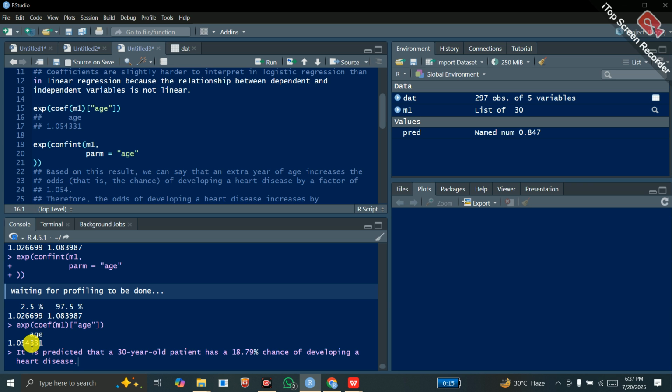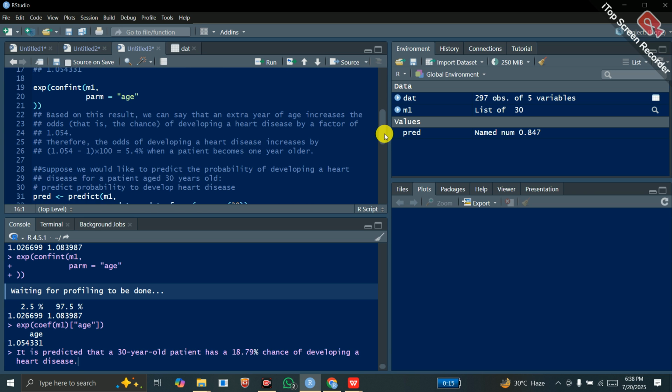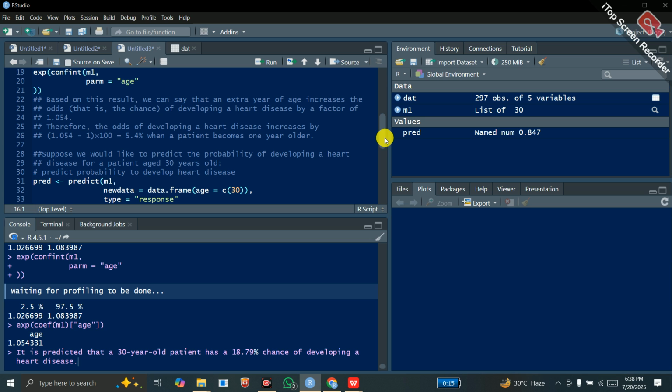Now based on this result, we can say that an extra year of age increases the odds, that is the chance of developing a heart disease, by a factor of 1.054. Therefore, the odds of developing a heart disease increase by 1.054 minus 1 multiplied by 100, that is equal to 5.4% when a patient becomes 1 year older. So it means that with every 1 year increase in the age of a person, the chance of developing a heart disease increases by 5.4%.